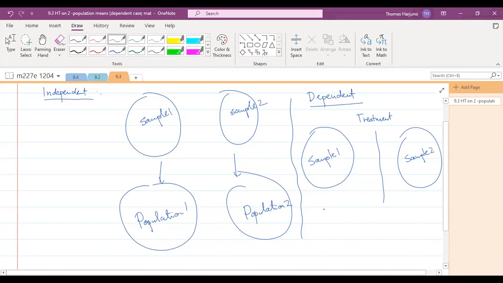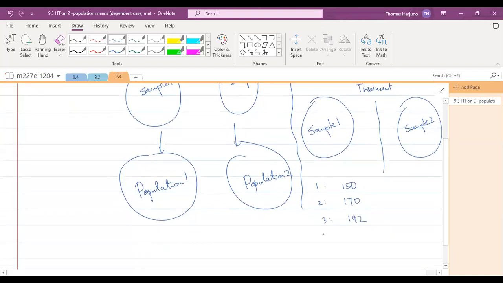So data number one, let's say the weight is, let's talk about weight management. Let's say the first person has weight 150 pounds, second person 170 pounds, the third person 192 pounds. That's my weight right now. And then 210 pounds, and then 187 pounds, and 173 pounds. Now these 6 people get a treatment.